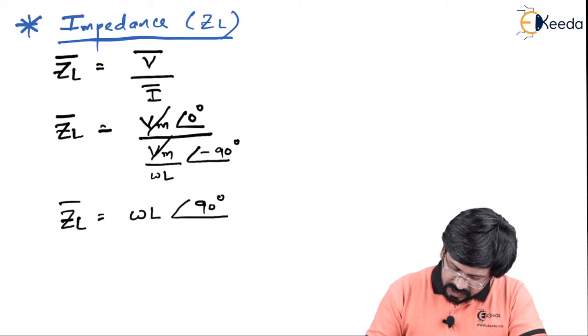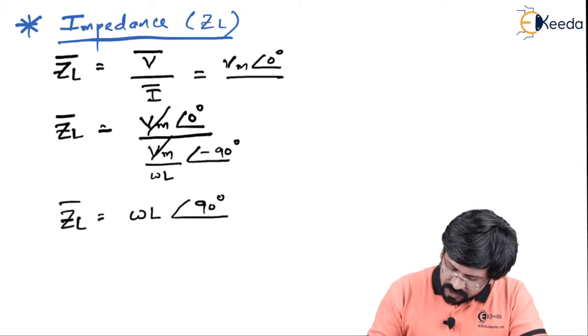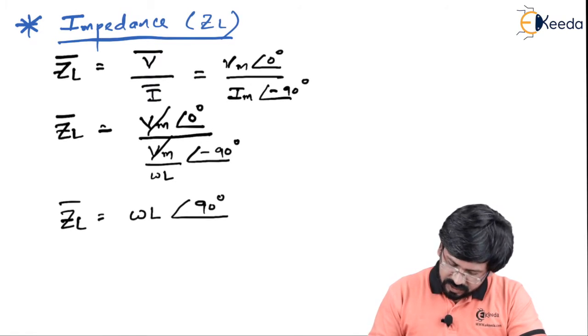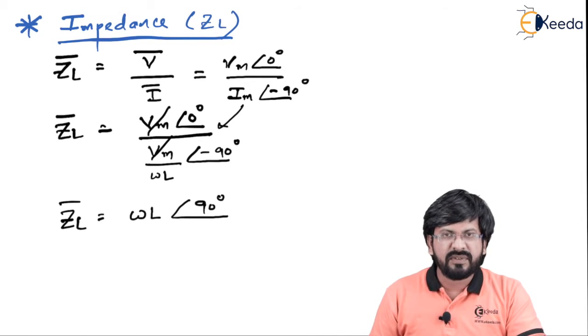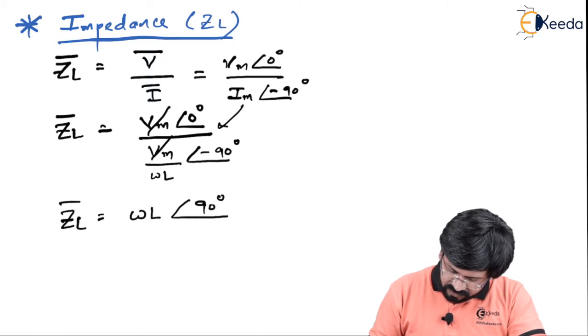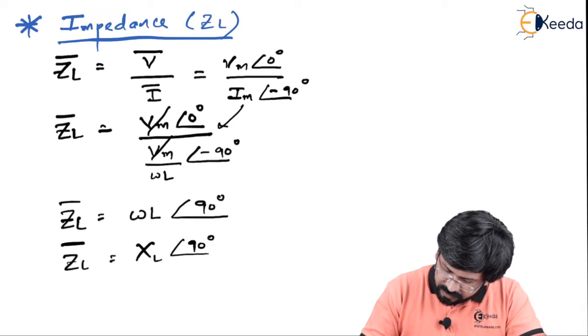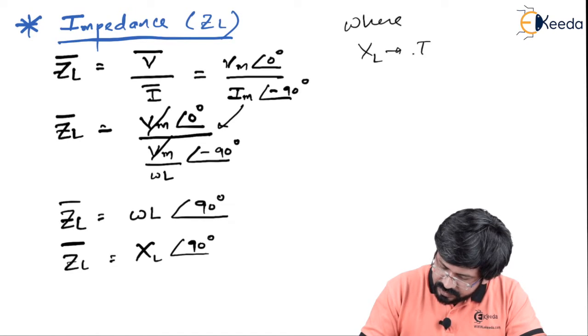Secondly, I am sure you remember in original form V vector was Vm at an angle of 0 degree and current was Im at an angle of minus 90 degree. Only thing is I have replaced Im with Vm upon omega L in this case. Finally, we have ZL vector as omega L at an angle of positive 90 degree. In fact, we replace ZL vector omega L as XL at an angle of 90 degree, where XL is called inductive reactance.